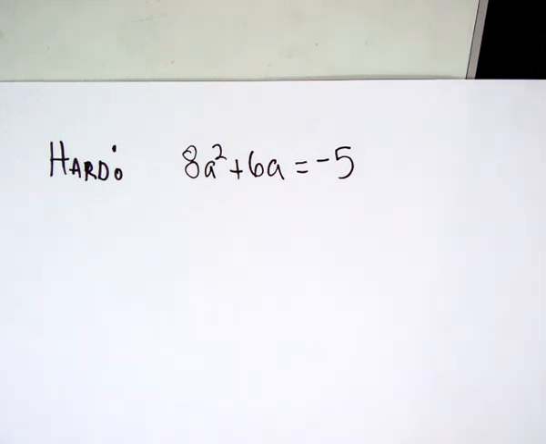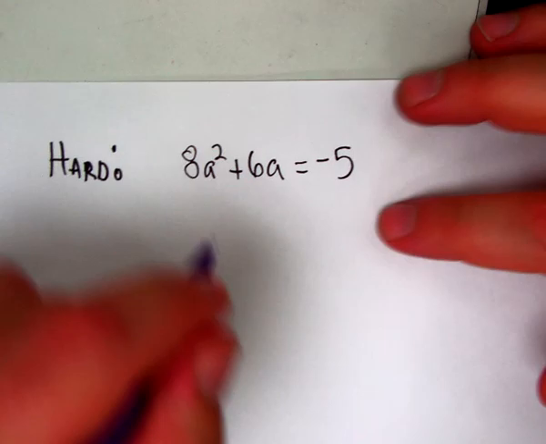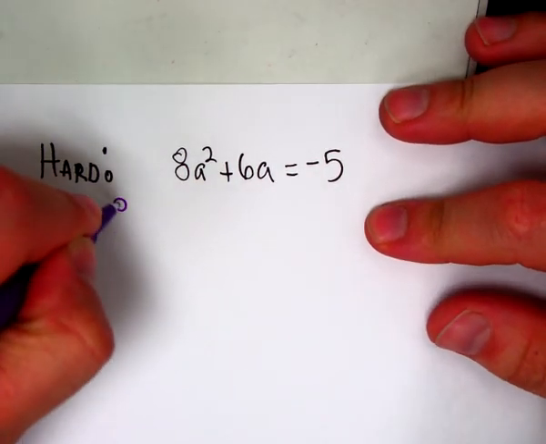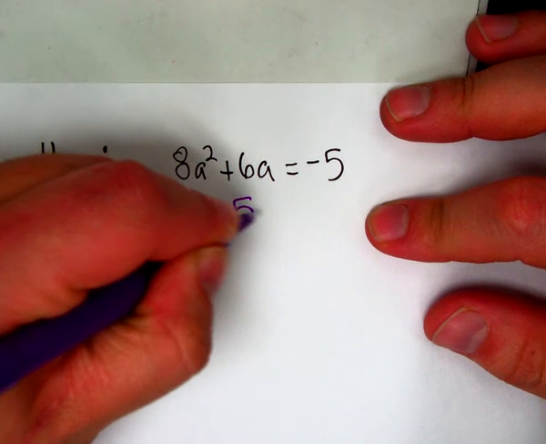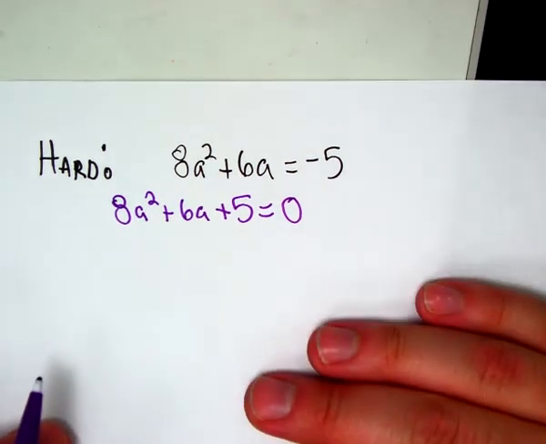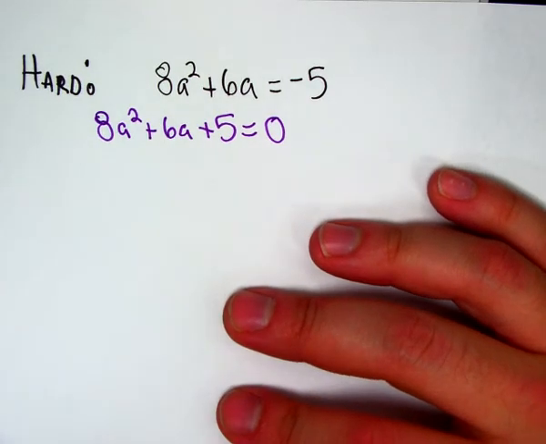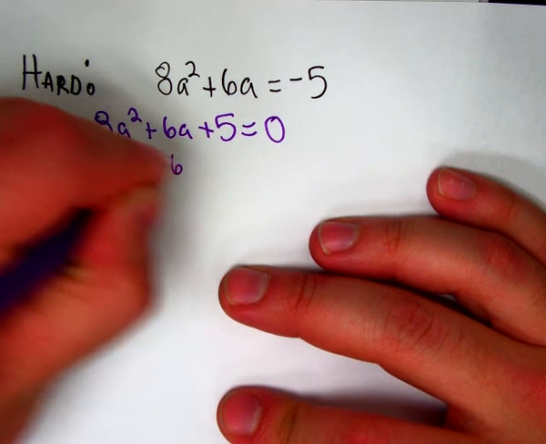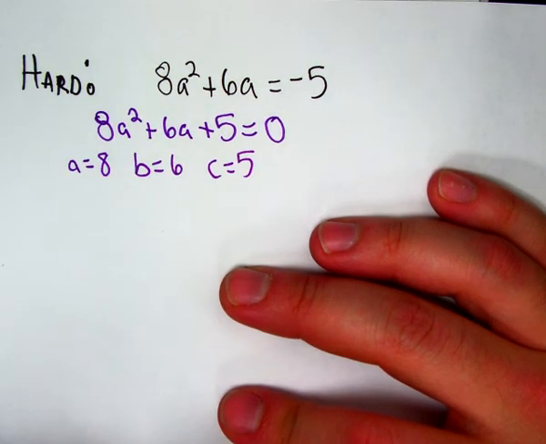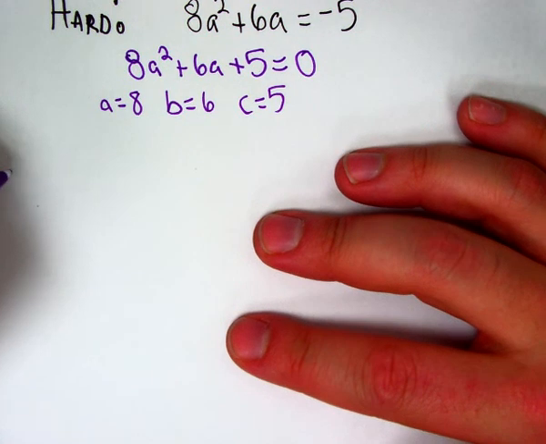Okay, so let's get this first in standard form, so we have to make it all equal to 0. That means we're going to have 8a squared plus 6a plus 5 is equal to 0. If we go through and start actually taking the values, we get that a is equal to 8, b is equal to 6, and c is equal to 5. Use these a, b, and c values to put it into the quadratic formula.